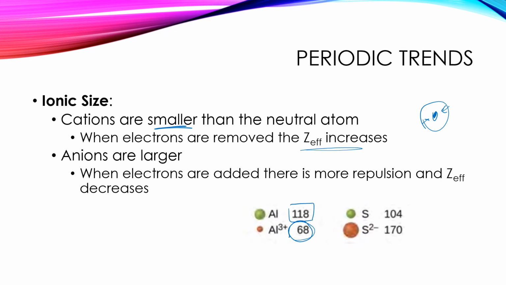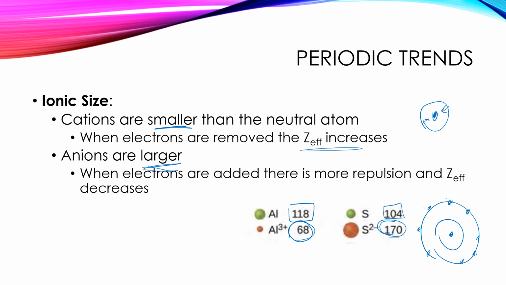Of course, just the opposite is true for anions. They're going to be larger. How do we form an anion? We gain electrons. Let's say for sulfur, which normally has 6 valence electrons, when it adds 2 more to become sulfur 2 minus, we now have more repulsion between these electrons, and so the effective nuclear charge is a little bit less, and it's going to be larger than the neutral atom.